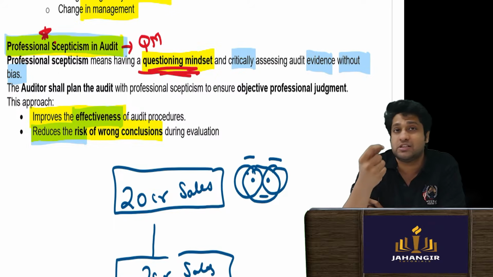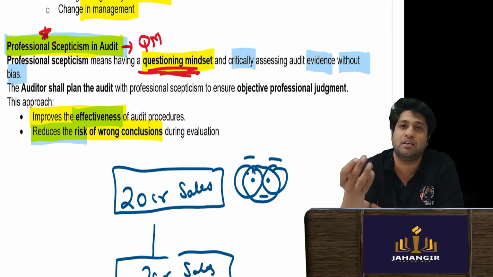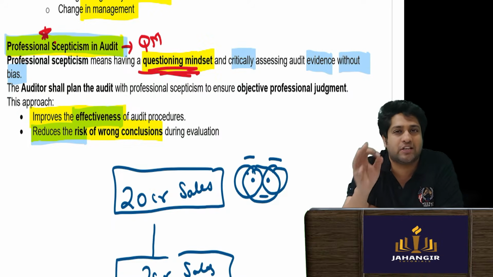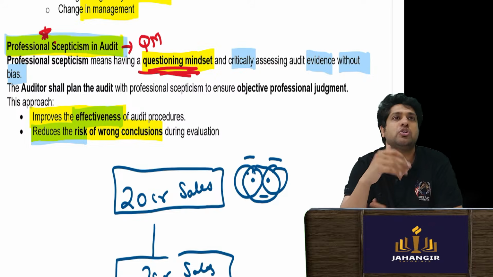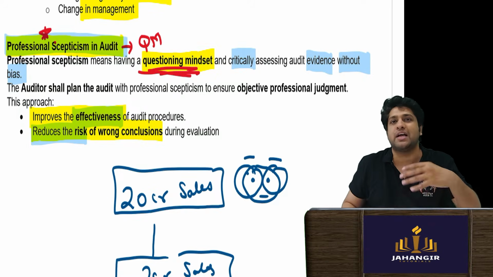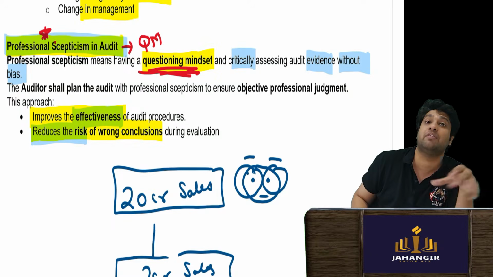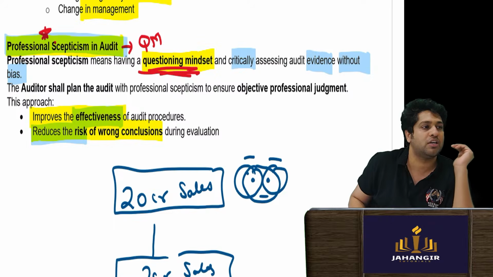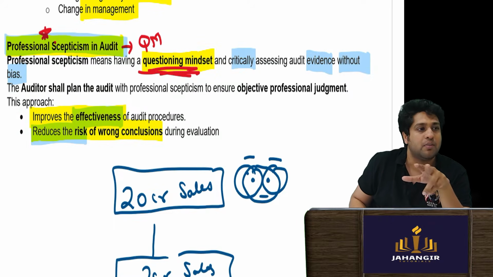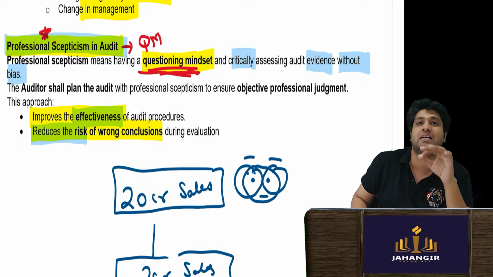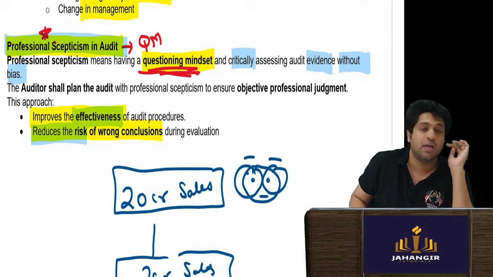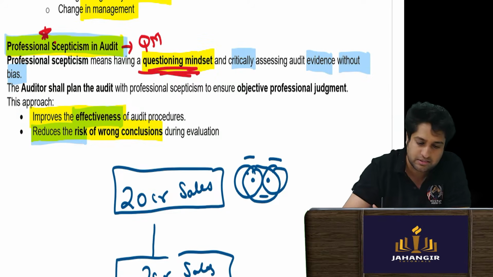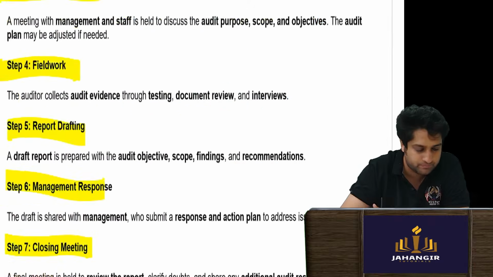Professional skepticism is an important characteristic of an auditor. So what does professional skepticism mean? Every time the auditor is like a police officer. He cannot just trust everyone's statement. He should have a questioning mind. Audit skepticism means a questioning mindset about critical aspects of the audit. It will help you improve your effectiveness and reduce the risk. So every time doubting everything is good.